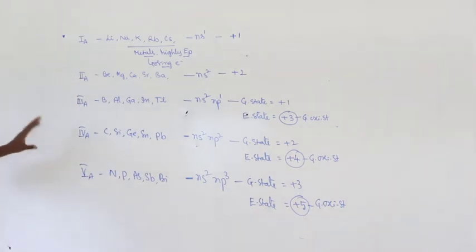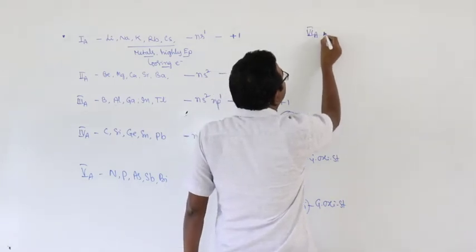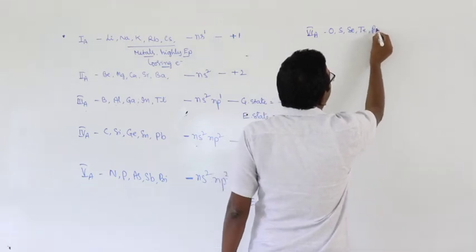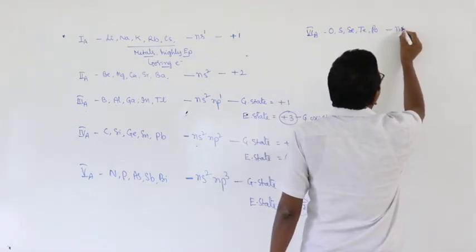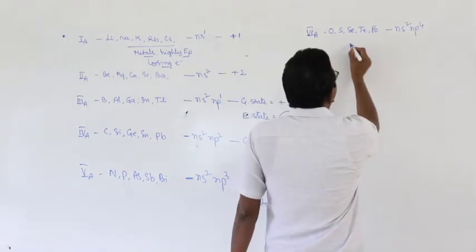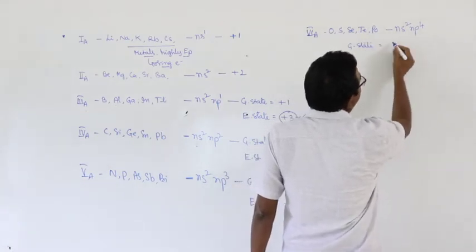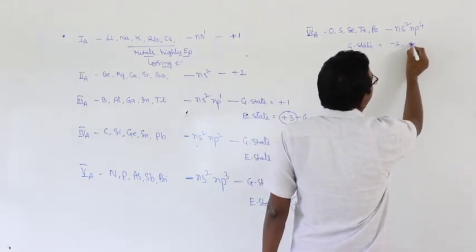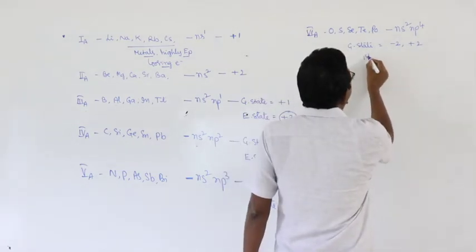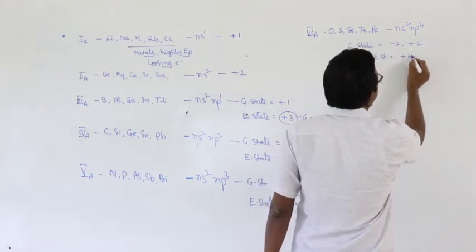And here this is the general oxidation state. And in case of sixth group elements, what are they? Oxygen, sulfur, selenium, tellurium and polonium. General electronic configuration is ns2 np4. In ground state, the oxidation state shown is either -2 or +2. And in the first excited state, the oxidation state shown is equal to +4.